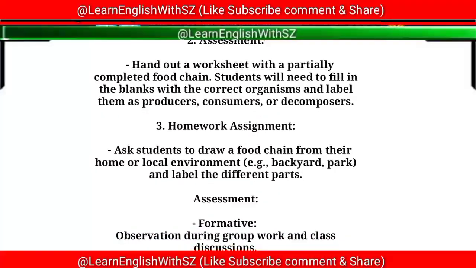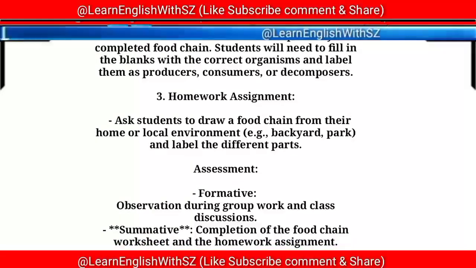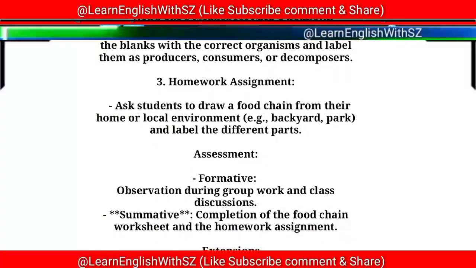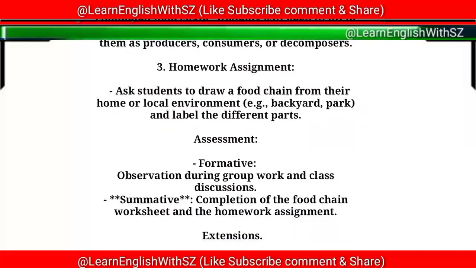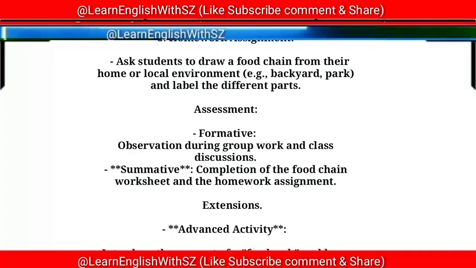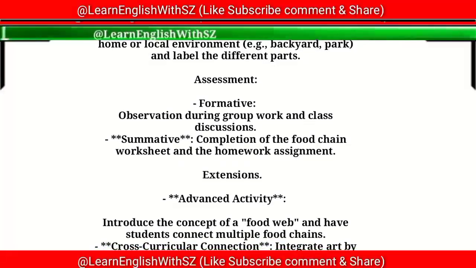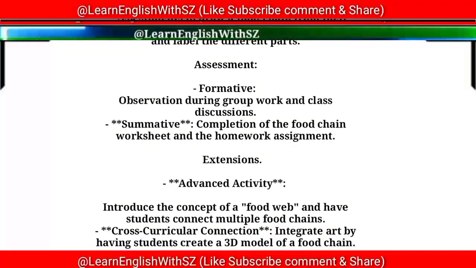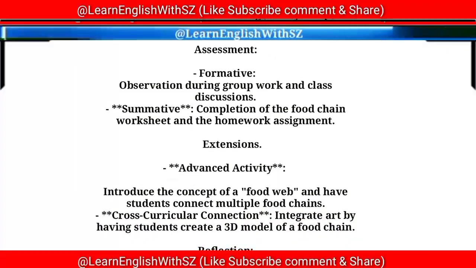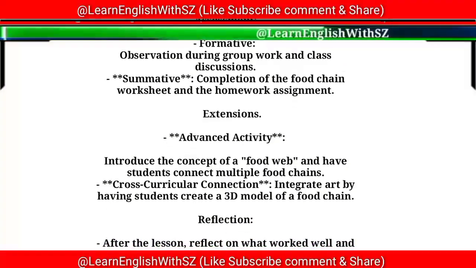Assessment. Formative: observation during group work and class discussions. Summative: completion of the food chain worksheet and the homework assignment. Extensions. Advanced activity: introduce the concept of a food web and have students connect multiple food chains. Cross-curricular connection: integrate art by having students create a 3D model of a food chain.